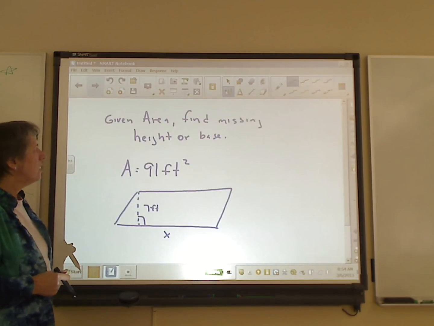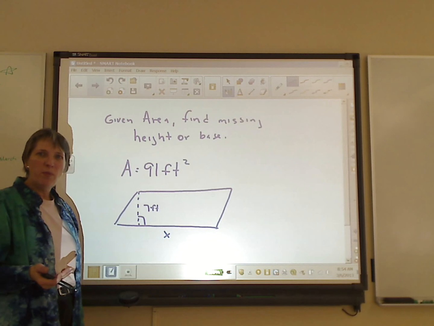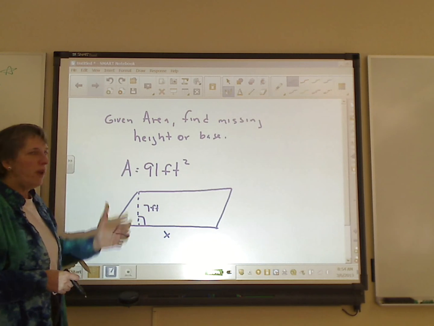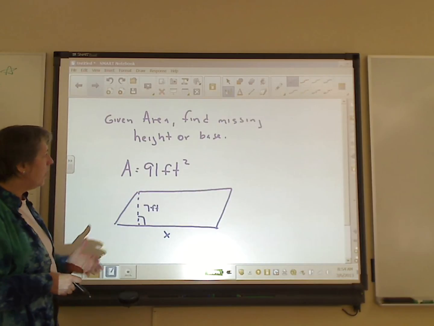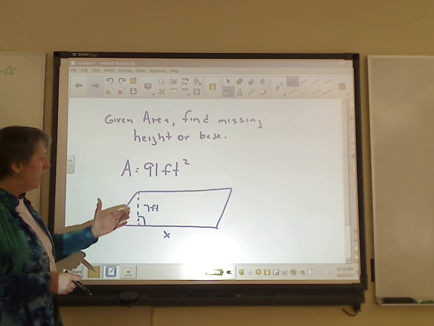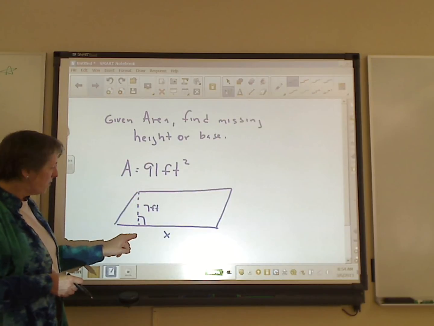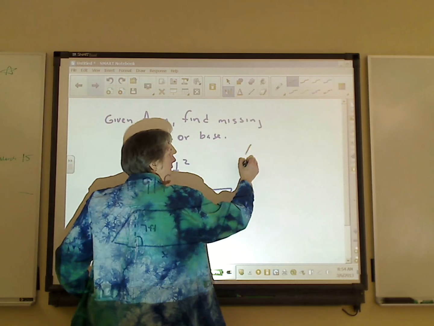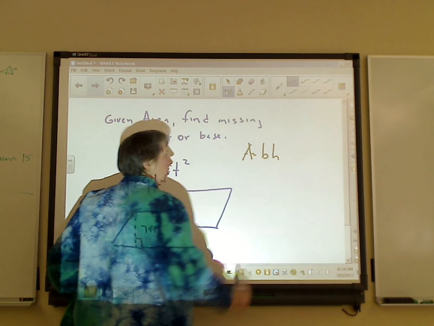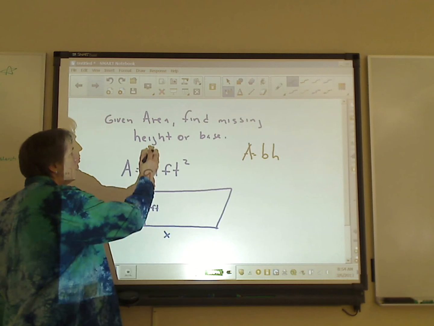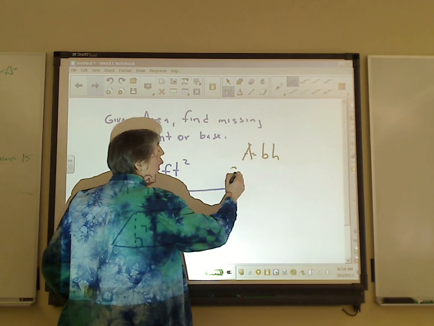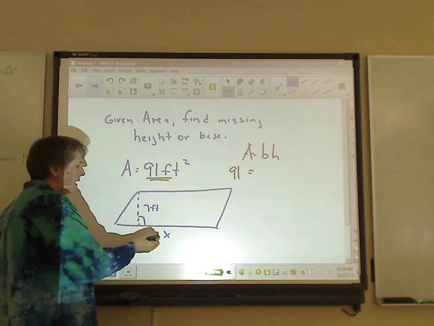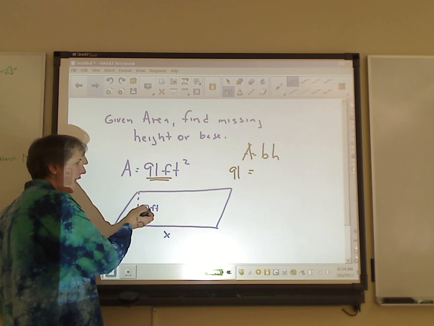Well, what happens if they give you the area of the parallelogram, kind of like we did the circumference, and they want to know the height or the base? Well, here you go. A equals 91 feet squared. The height is 7 feet because it's formed by a right angle, and the base is x. So you start off by writing A equals base times height. You fill in what you know. You know the area is 91, so you put it in place of the A. You're substituting. The B is x, and the height is 7.